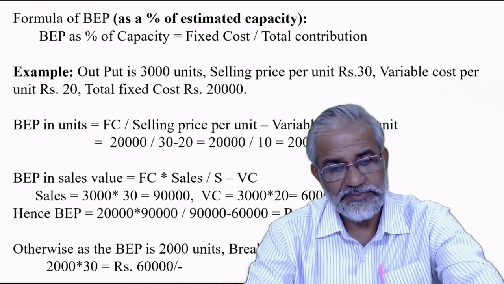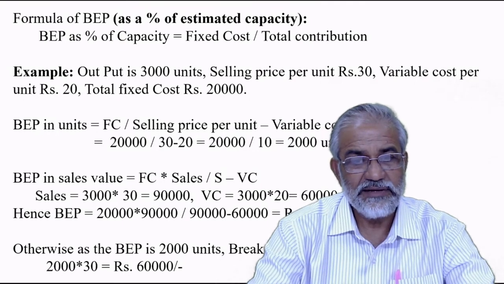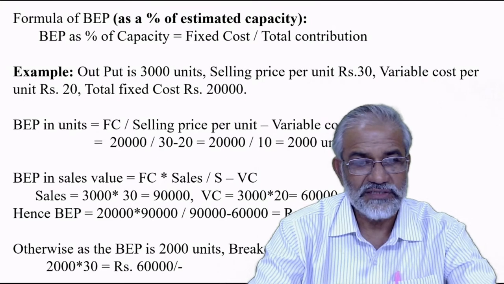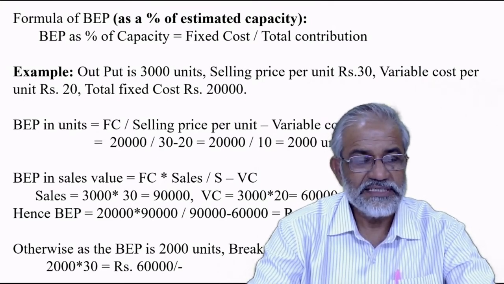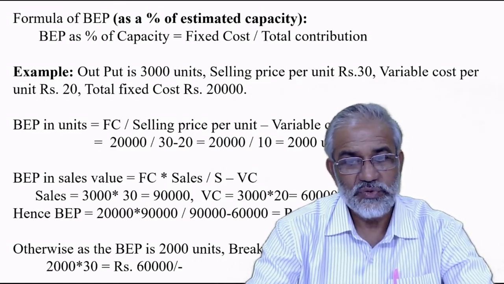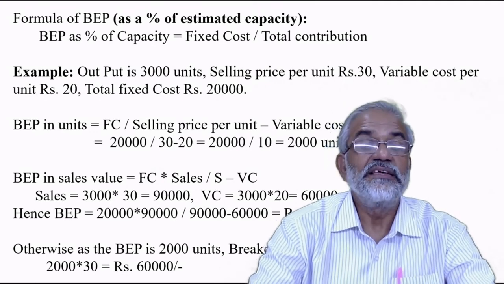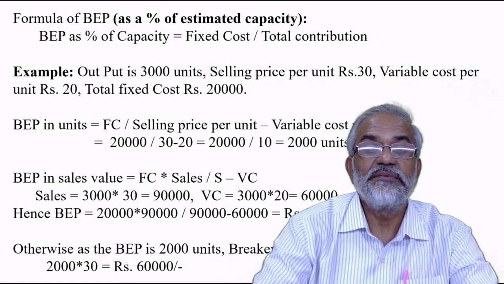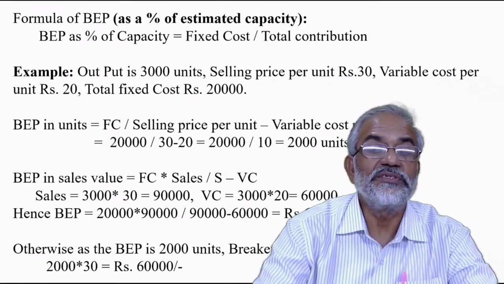BEP in sales, that is explained in a later stage. Fixed cost into sales divided by sales minus variable cost. Sales is equal to 3,000 multiplied with 30. That means it is 90,000. Variable cost is equal to 3,000 into 20. It is 60,000. Hence, BEP is equal to 20,000 into 90,000 divided by 90,000 minus 60,000. That is also coming 60,000.